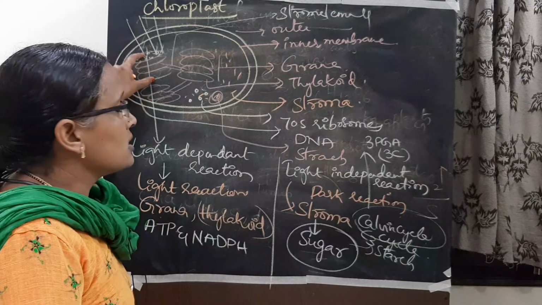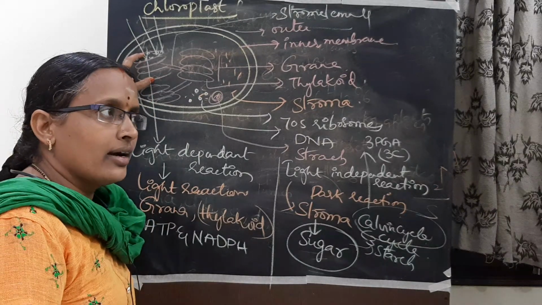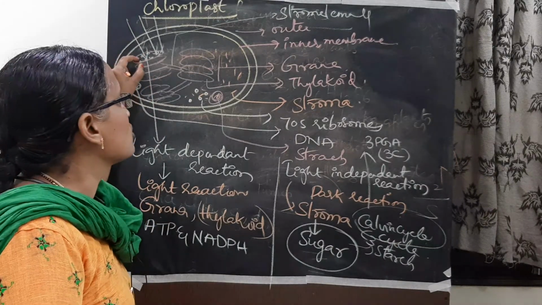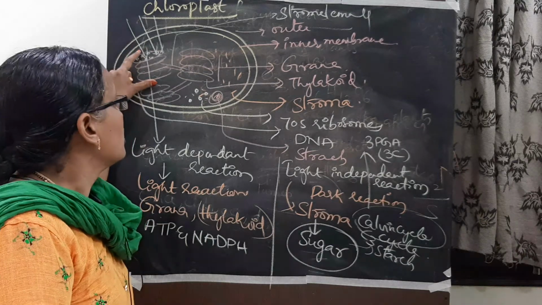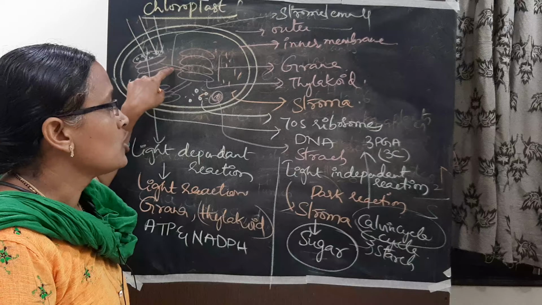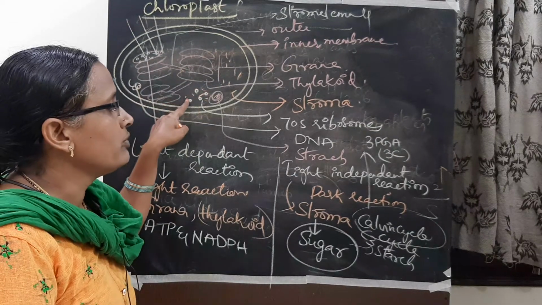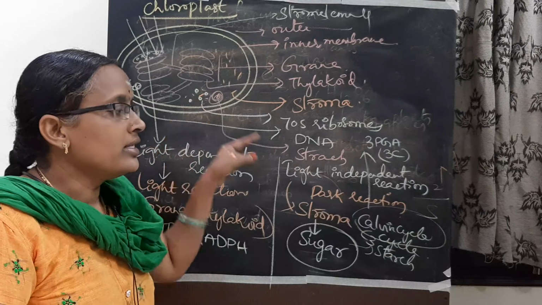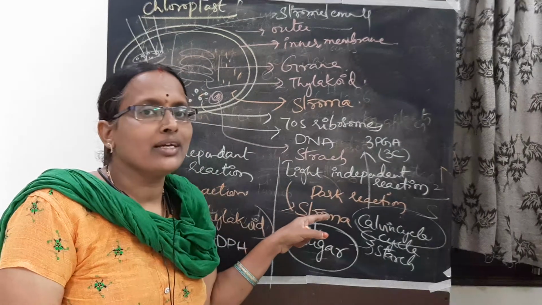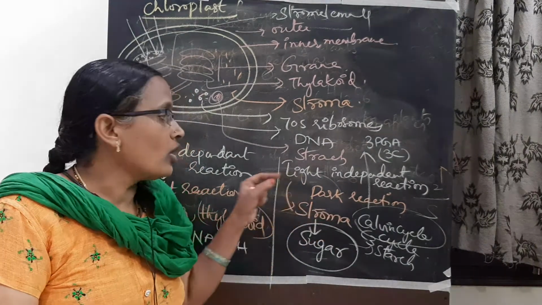Okay, so this is the thylakoid. A single one is known as a thylakoid. A group of thylakoids is known as a granum. These are connected with the stroma lamellae. The fluid which is present is known as stroma. Stroma is responsible for the enzymatic reactions, that is dark reactions.